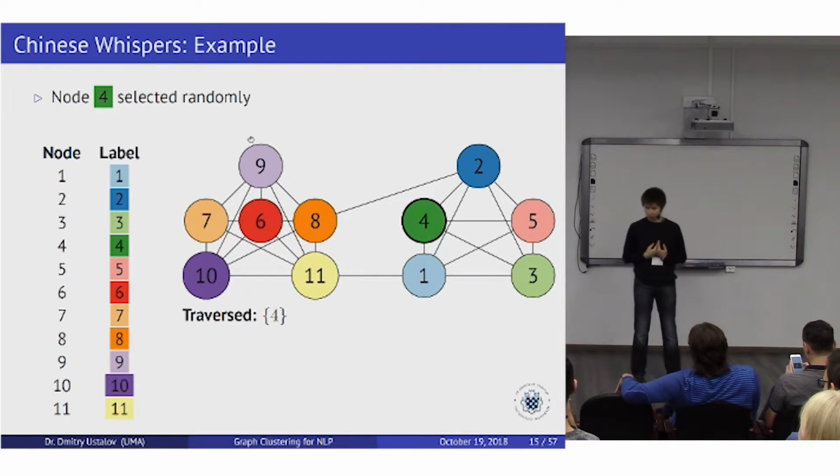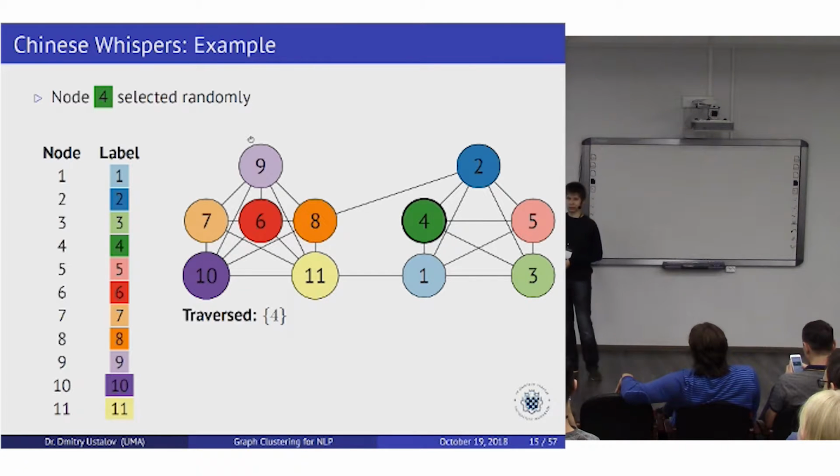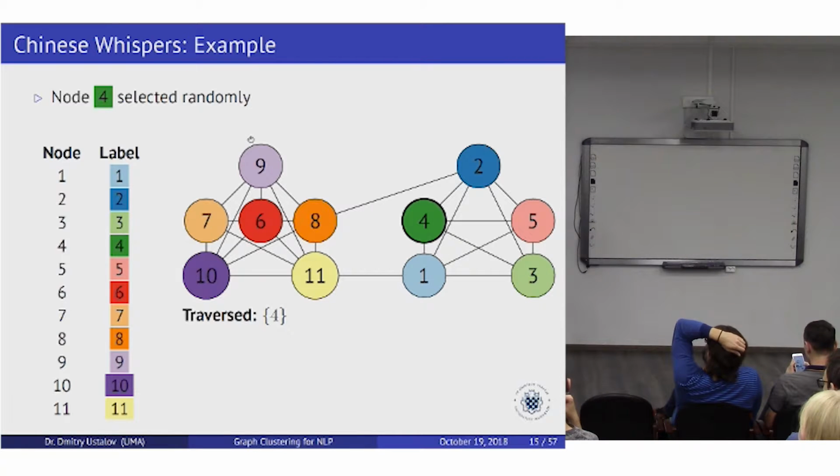Let's go. We process the graph, and we start to iterate over our graph using a shuffled order of nodes. So I picked a random node. Let's call this 4. For node 4, I see its neighborhood: 2, 5, 3, 1. In this case, we don't have a weighted graph. Chinese Whispers can be applied to both weighted and unweighted graphs.